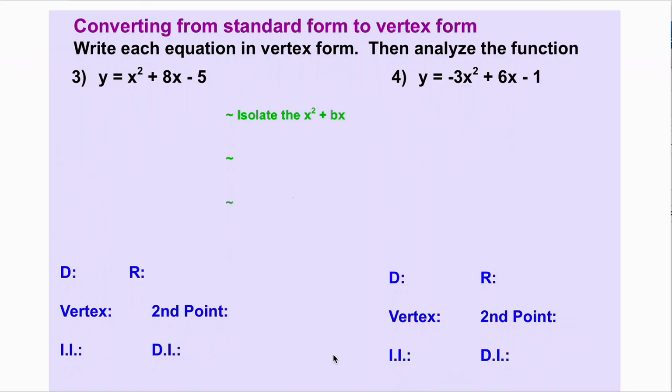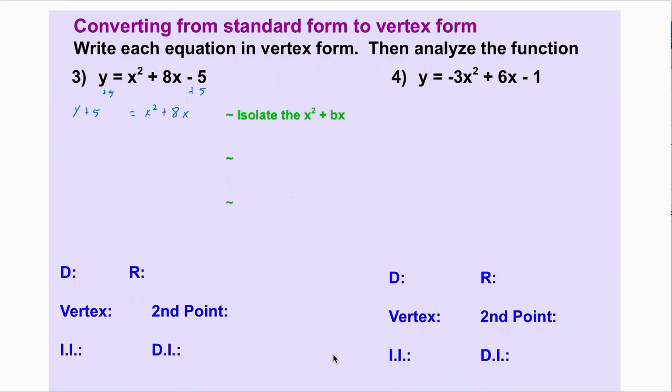Now this is possibly the first time we've done this. When we start solving for x, when there's also another variable involved, I can't just pretend that y is not there. So isolating the x squared plus bx does mean move the 5 over to the other side. But that y doesn't become a 5. It's still there. It's y plus 5 equals x squared plus 8x. So I've isolated the x squared plus bx.